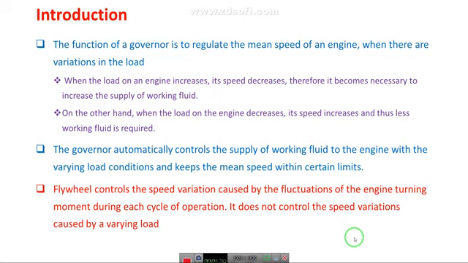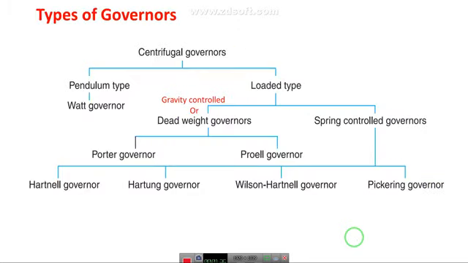The flywheel handles the speed variations caused by the fluctuation of engine turning moment during each cycle of operation. So it does not control the speed variations caused by a varying load.